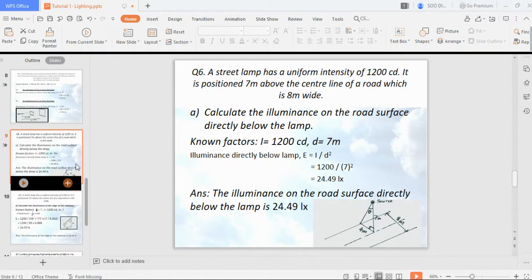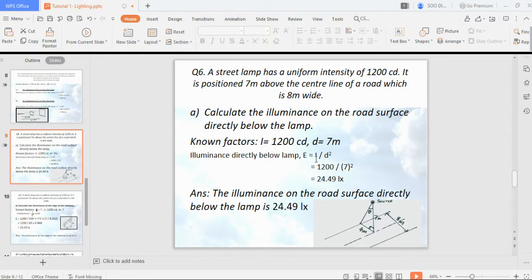Okay, so question 6 is to find out the illuminance on the road surface directly below the lamp. So you're given 1200 candela, and you know that the lamp is 7 meters above the center of the road, which is 8 meters wide. As you can see here, the lamp is directly at the middle of the road, and the road is 8 meters wide, 4 to the left and 4 to the right.